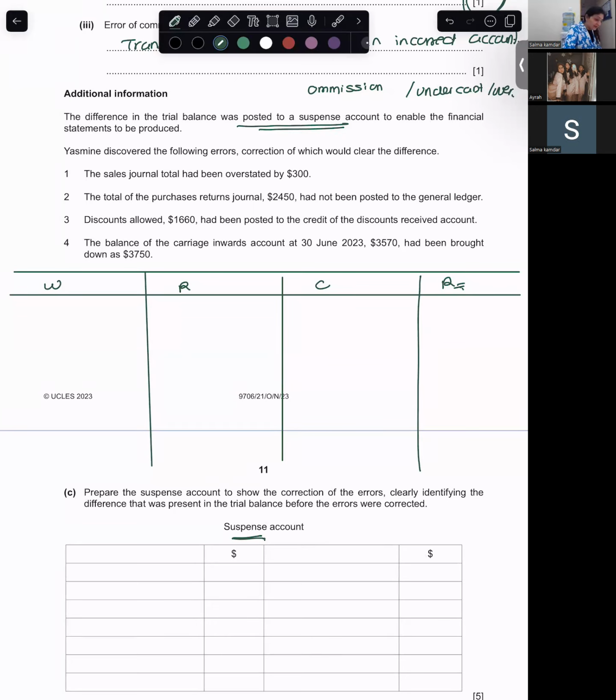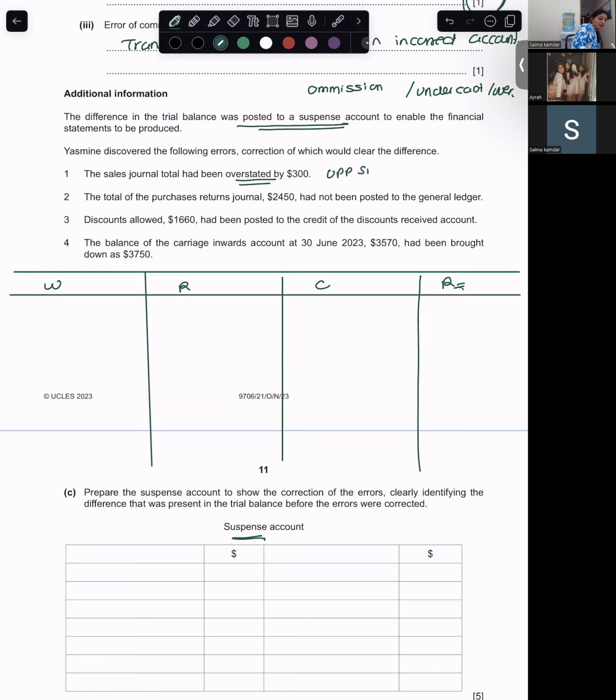Come on. So Yasmine has discovered the following errors, correction of which would clear the difference. They are saying that if I correct these errors, it is going to clear the difference. Can you please read the first one? The sales journal total had been overstated by $300. So is overcast the same side or the opposite side? Overcast is the opposite side.